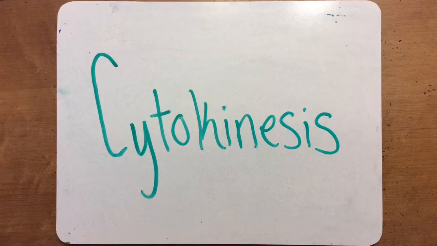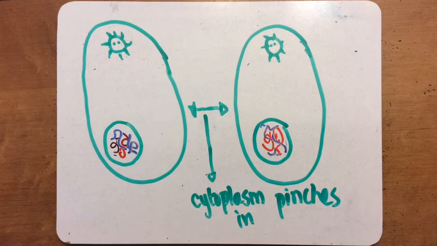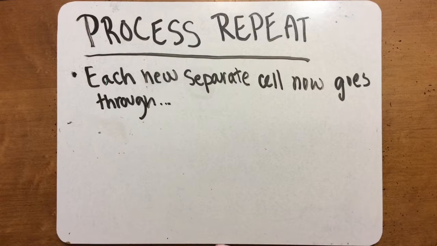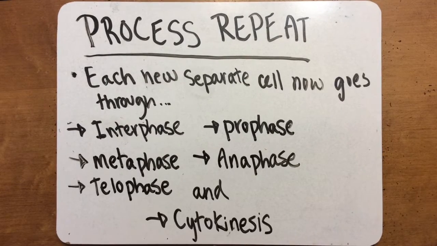The sixth and final phase of mitosis is called cytokinesis. This is what the cells look like during cytokinesis. The cytoplasm has pinched inward, and two separate new cells are formed completely. Now that mitosis in this cell is complete, each new daughter cell will now go through interphase, prophase, metaphase, anaphase, telophase, and cytokinesis all over again.